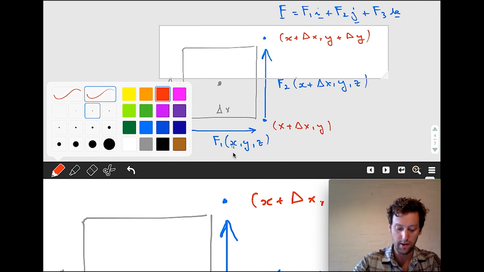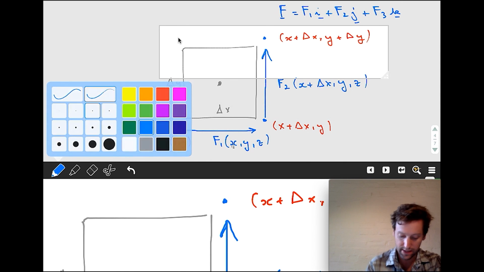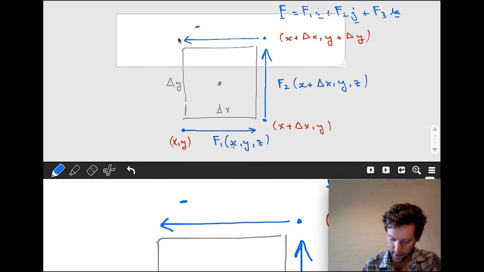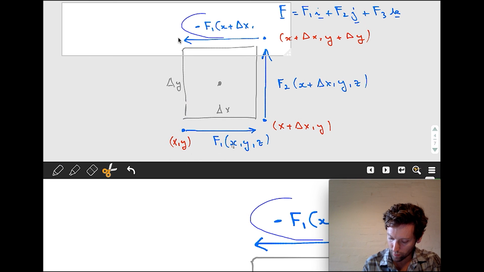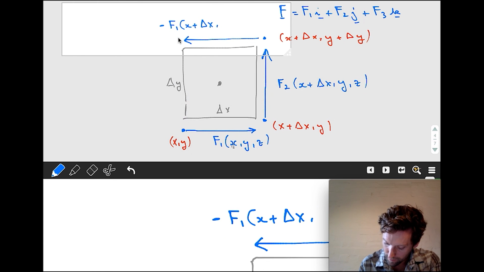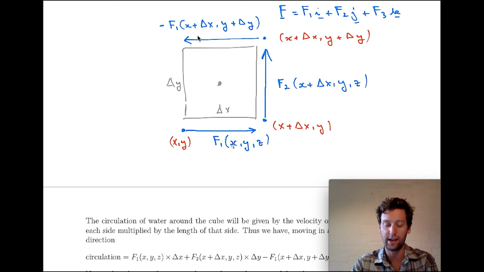And the flow is going to be given by F1, which is pointing in the positive x direction. Since I'm interested in the circulation of the flow in the anti-clockwise or counterclockwise direction, I have a vector pointing from here to the left, given by minus F1 at x plus delta x, y plus delta y. The reason I've got a minus sign there is because I'm pointing in the negative x direction. So what is the component of the flow in the negative x direction? It's minus F1, because F1 is pointing in the positive x direction.